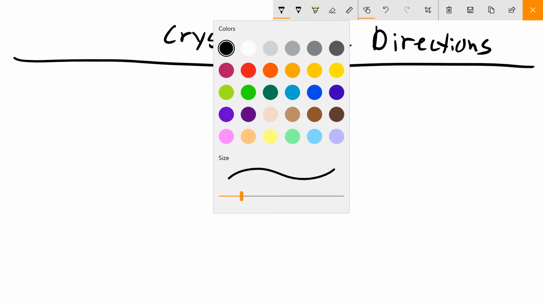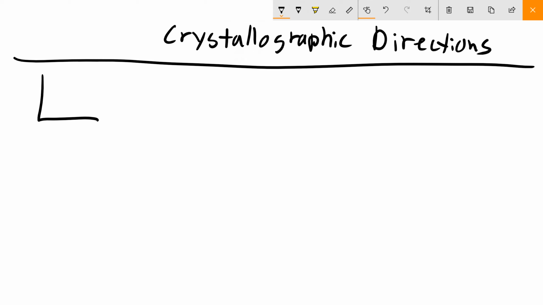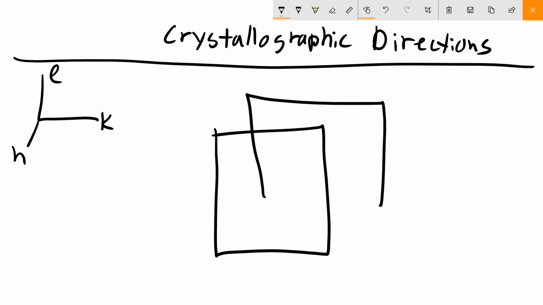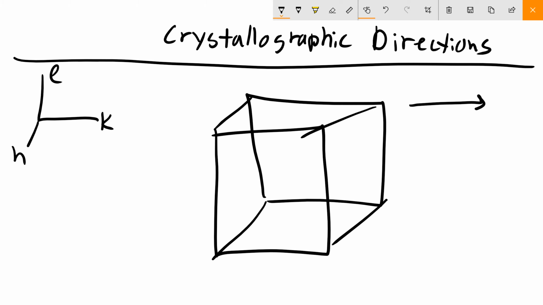So let me draw this one more time. HKL, and let's draw our unit cell. Perfect. A crystallographic direction is essentially the same thing as a vector. How we're going to define our vector is we're going to look at the coordinates of the finish and the coordinates of the start, and we're going to go finish minus start. When we subtract those coordinates, that's going to give us our direction.